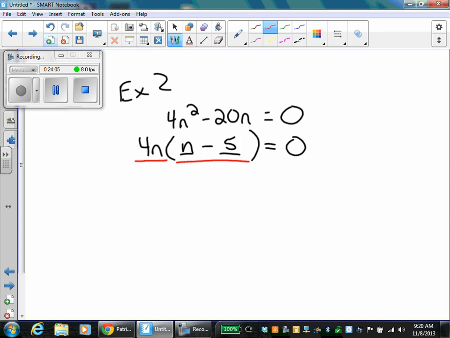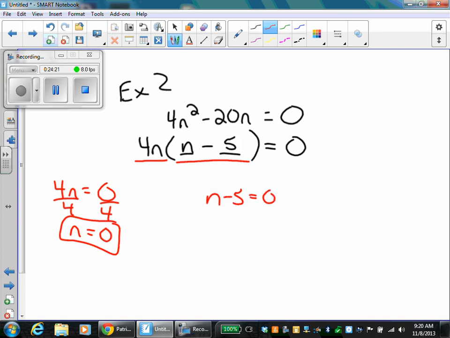But algebraically, what we do is we take each of these and set them equal to 0. So 4n would equal 0. So when you solve it, n is 0, which is what you just told me. Okay? And then n minus 5 equals 0. When you solve this, n would equal 5.